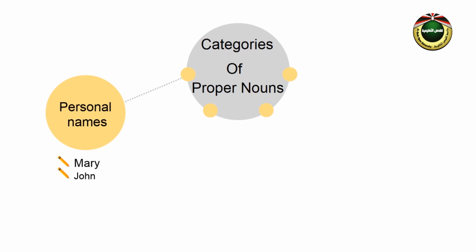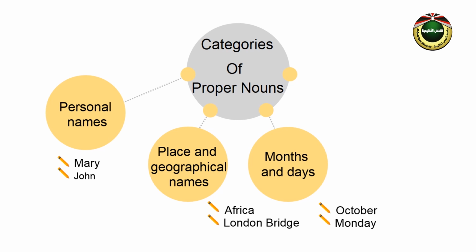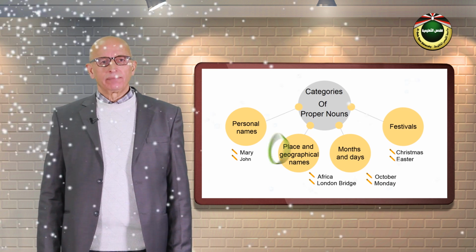Personal names. For example, Mary, John. 2. Place and geographical names like Africa, London Bridge. Number 3. Months and days such as October, Monday. Number 4. Festivals like Christmas, Easter.